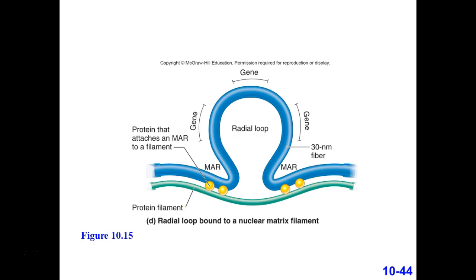So those 30 nanometer fibers, however they are arranged, they themselves even loop back on each other. And they interact with other proteins to interact with these protein filaments, these protein fibers within that matrix. So these are the radial loops, not to be confused with the domain loops that bacteria form, right?